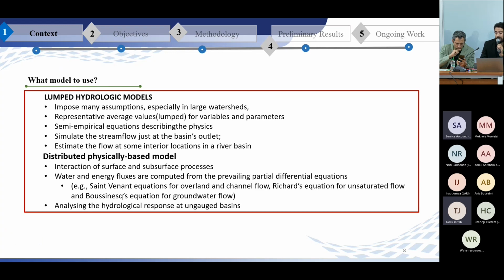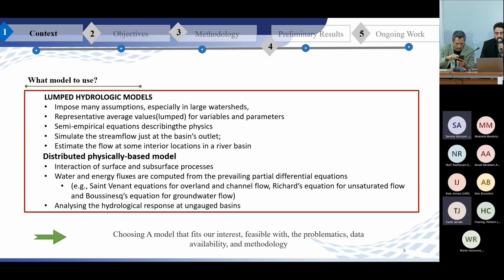So, what model to use? I presented here two types of hydrological models because they are the main ones used in research. So, choosing the right model that fits our interest, is feasible with the problematics, data availability, and methodology. So we've got hydrological models that impose many assumptions, especially in groundwater, representative area values, numerical equations, etc.